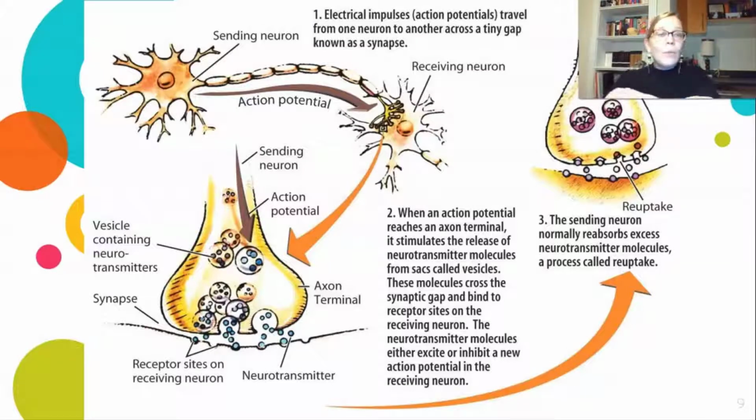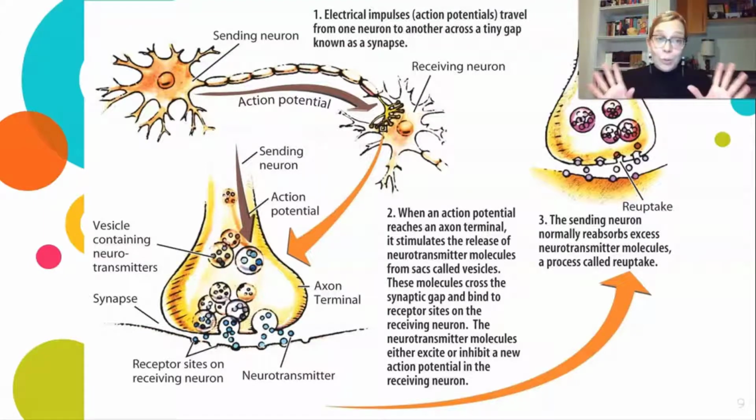So let's talk about what this looks like when you have multiple neurons communicating with each other. Action potentials travel from one neuron to another across a tiny gap between neurons called the synapse. Now, the synapse isn't just empty space. It's full of liquid and chemicals, but it's that space between neurons. So neurons never actually touch.